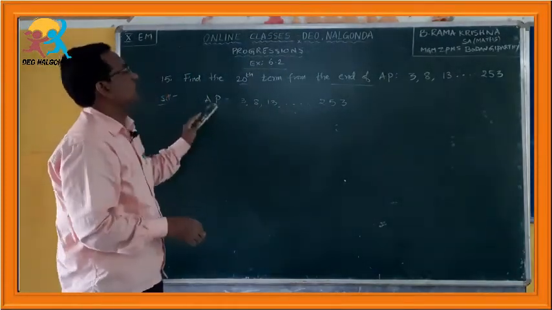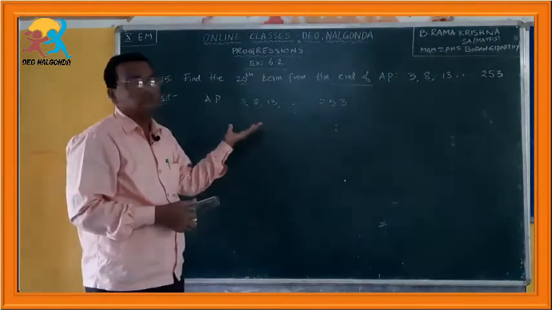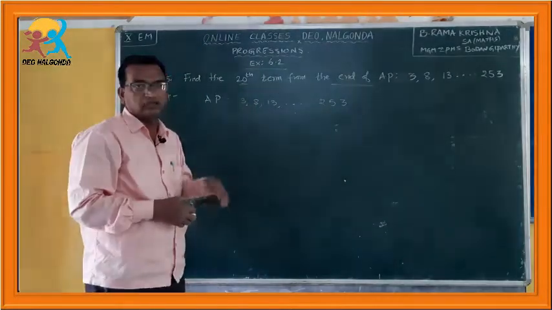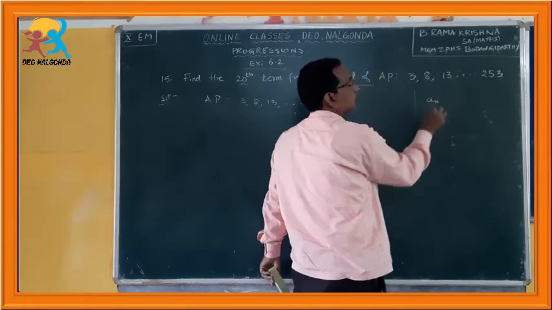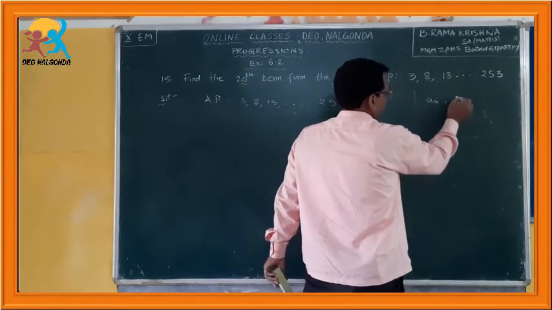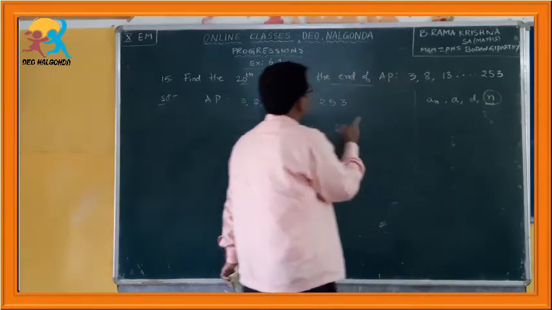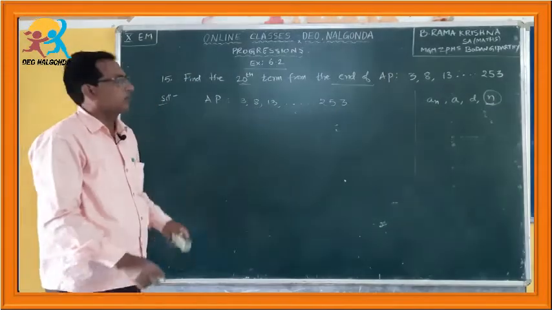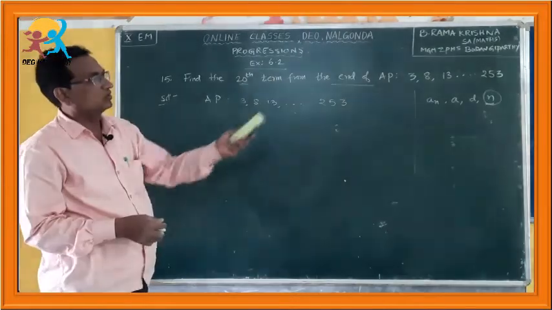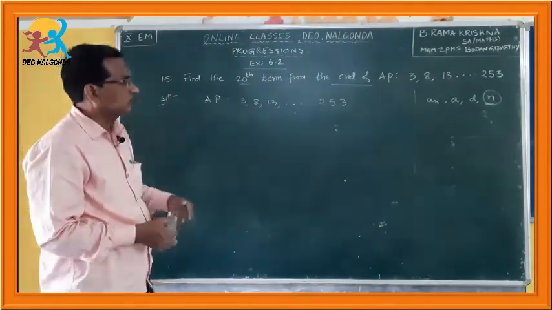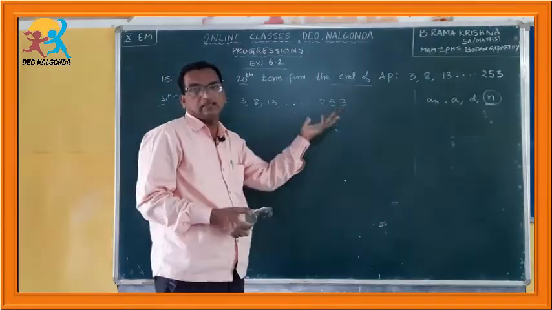Here also you have to find the total number of terms. To find the total number of terms, I already told you that in the nth term formula we have 4 variables: an, a, d, n. We want n, the number of terms in this AP. So, for finding the number of terms you have to know an, a and d. What is an? We can treat this last term as an.